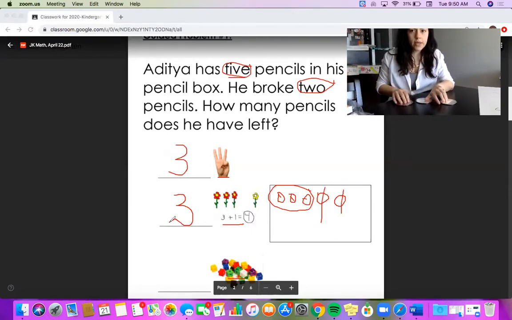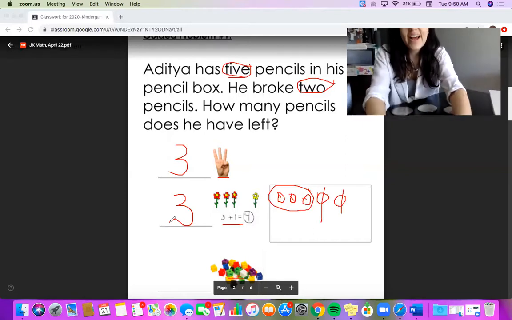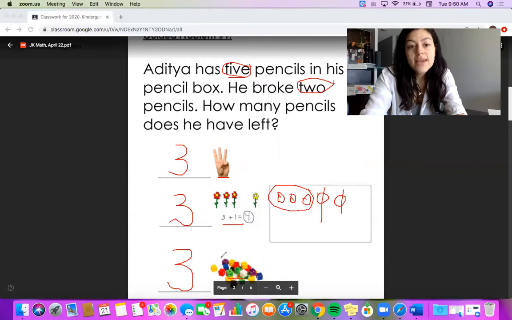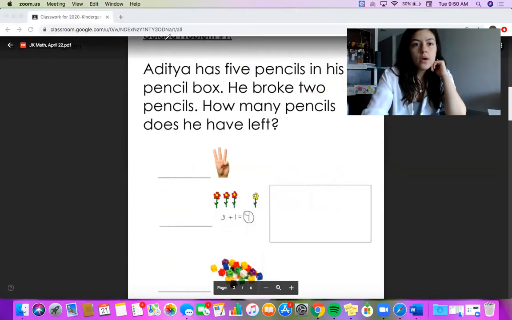How many am I left with? 1, 2, 3. So I got 3 again, girls. And now I'll write 3 on the line with the objects. Now I can be sure that I got the right answer because all of my answers line up the same. My equation would be 5 minus 2 equals 3. Great job, girls.